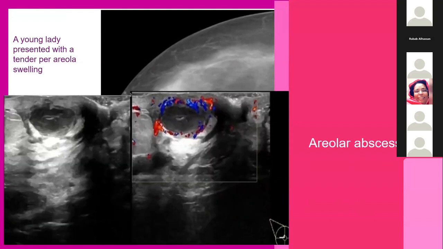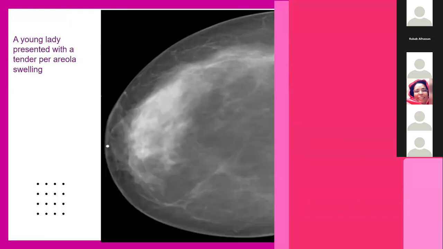This is the ultrasound. It was an areolar abscess. Okay? It was an areolar abscess. In retrospect, now, can you see it? That is the lesion. Okay? It is low density here. It is superficial with subtle adjacent skin thickening. Very subtle. Okay?